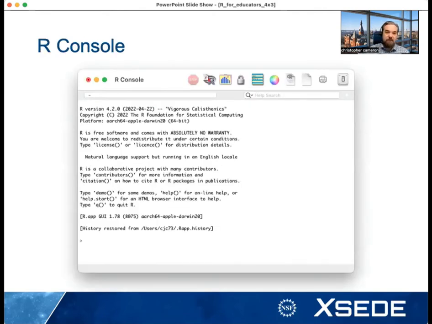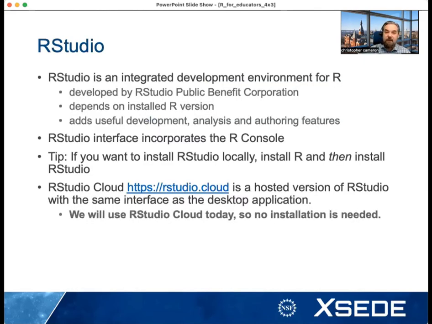Here's the R console. It's pretty basic. It's a text-based console with a prompt. You type commands and results appear below, just like they would in a normal terminal-based program. Mostly, as I said, people don't use that directly. Mostly people are using something like RStudio, which is a development environment that goes around R.